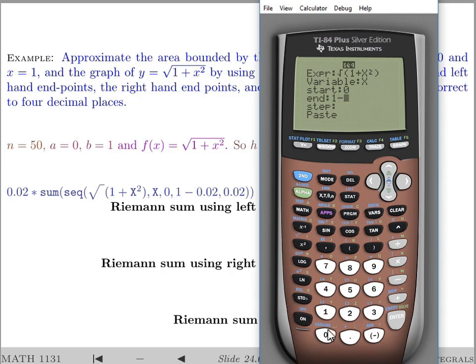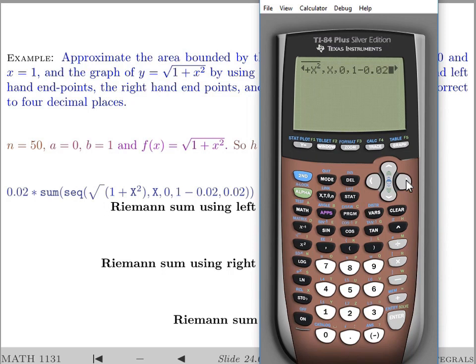before the right-hand endpoint of the big interval. The whole region ends at 1, so the left-hand endpoint of the last subinterval will be one step before, so it's 0.02 before 1, and the step size is 0.02. If you're using a TI-83, you have to put this in by hand, and this is what you will need to put in.